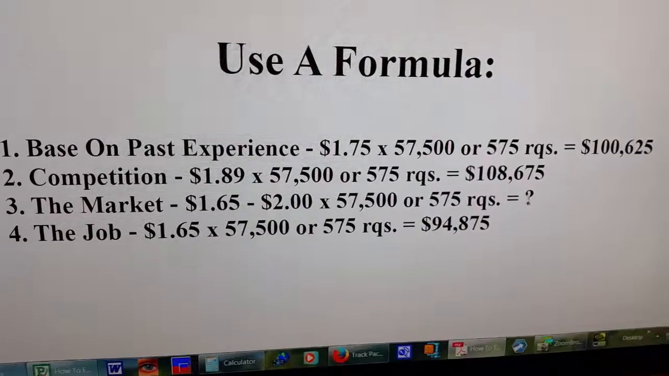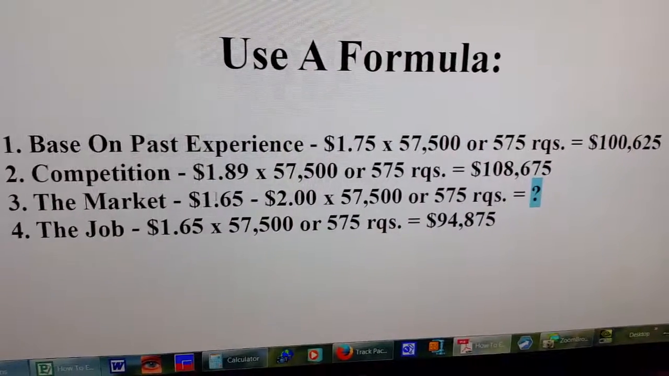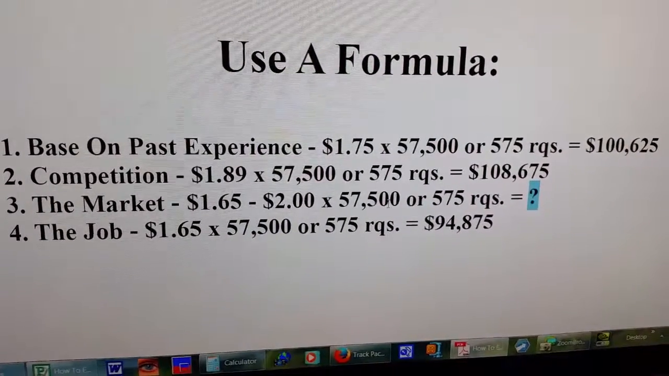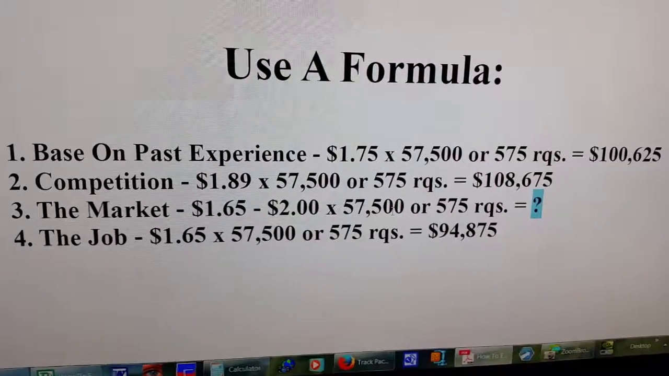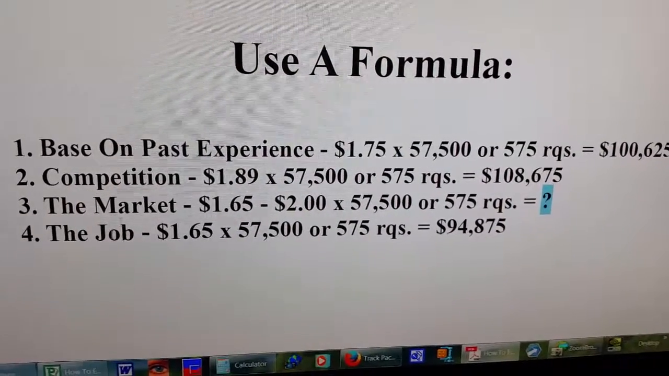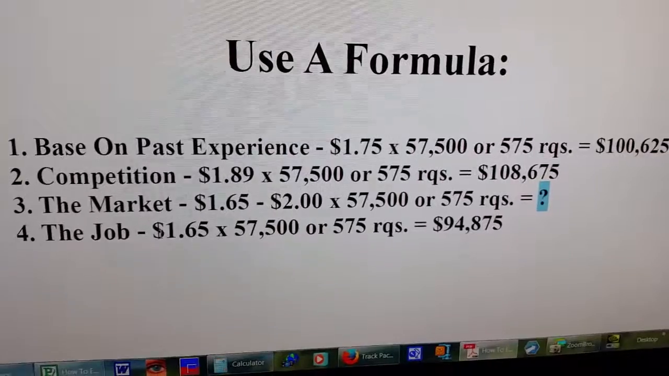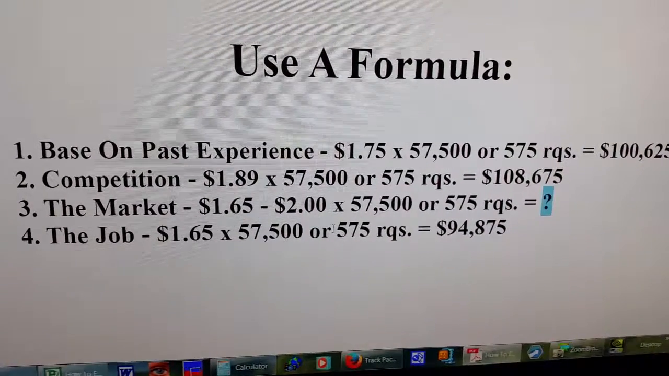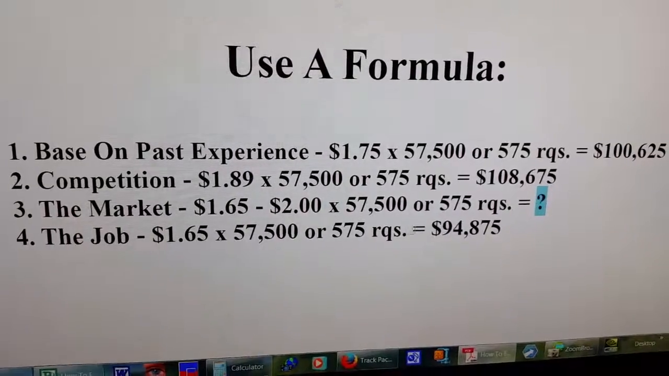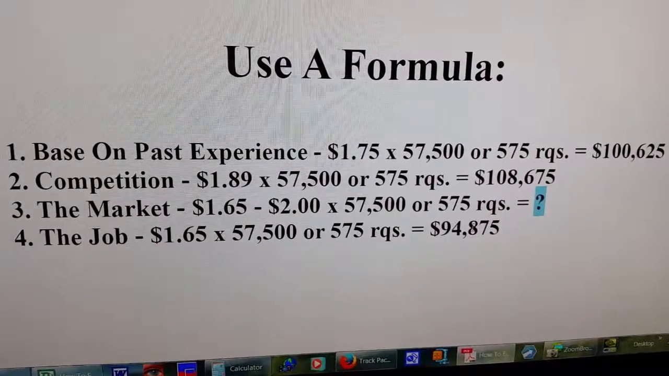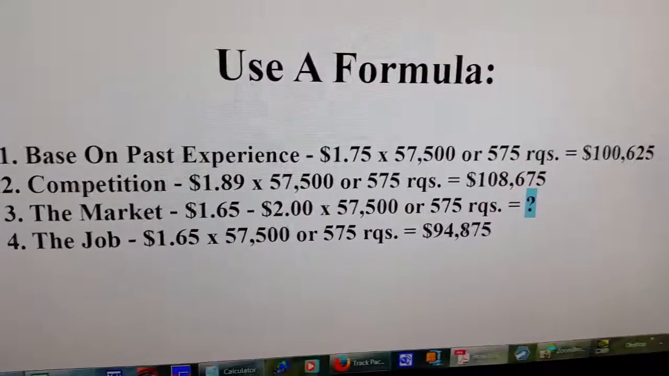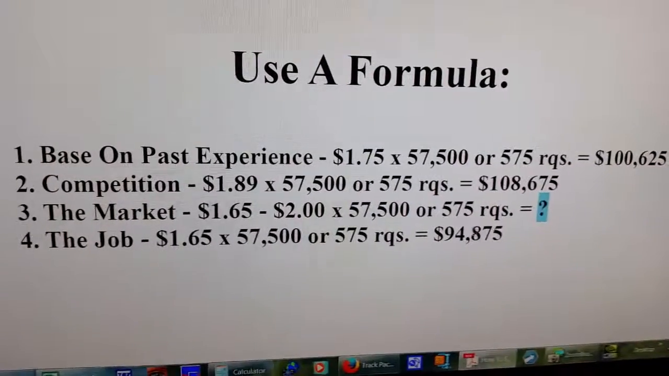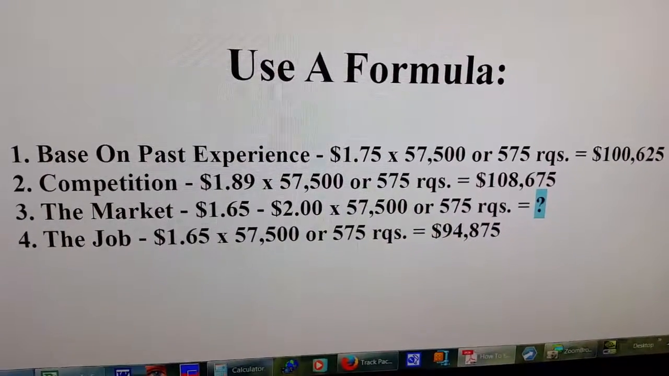And I'm going to say, listen, this is just good information. We just want to know this because we don't want to be bidding blind. Also, number 4, the job. I think this $1.65 number is really good. So I'm going to go $1.65 times 575 roofing squares. I'm at $94,875. Wow, that's pretty close to the price to do the job, right?